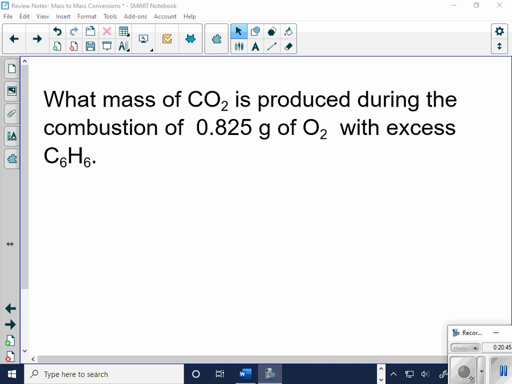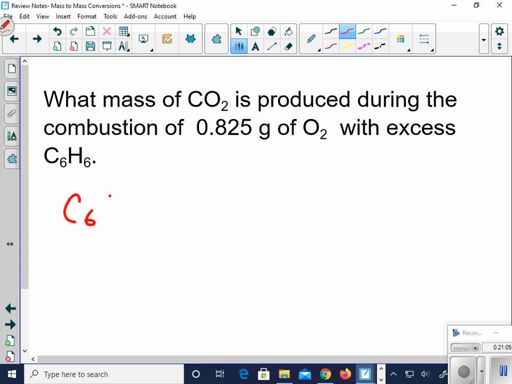Okay, we're going to start by balancing this equation. I saw some really good things because I saw some folks pulling out their reaction prediction packet. Because what type of a reaction is this? A combustion reaction. So I'm going to take C6H6, and it's going to react with oxygen. And what are my products of all combustion reactions? Carbon dioxide and water.